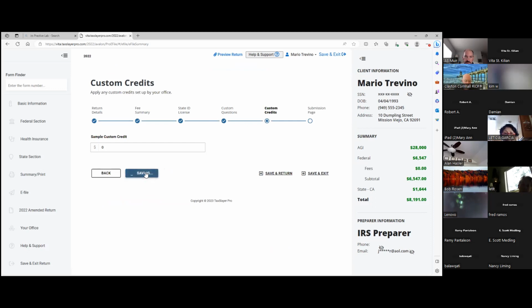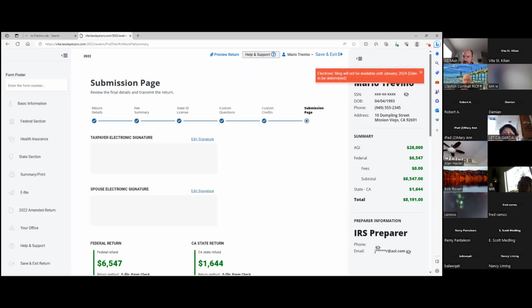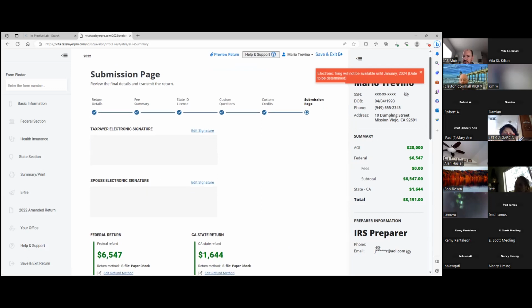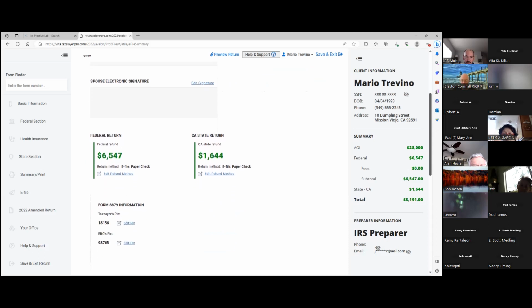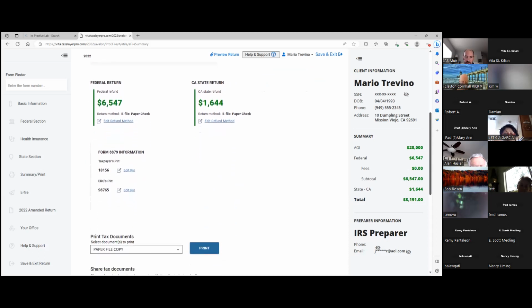Okay, I think that's all I want to show here. And so you can see this little red thing. It says not ready to e-file. Although this is the practice lab, and if you're new or newer, you cannot e-file utilizing the practice lab. It's not hooked up to the big IRS computer. It's just simulating what we do.